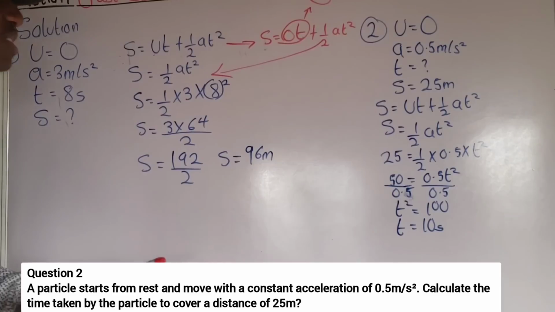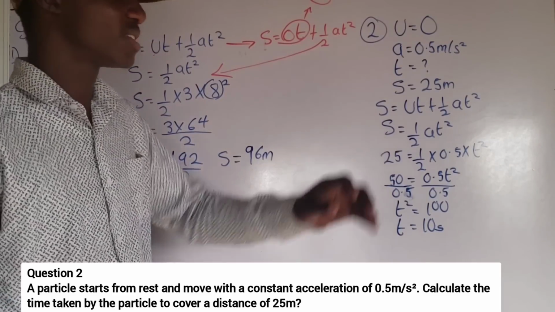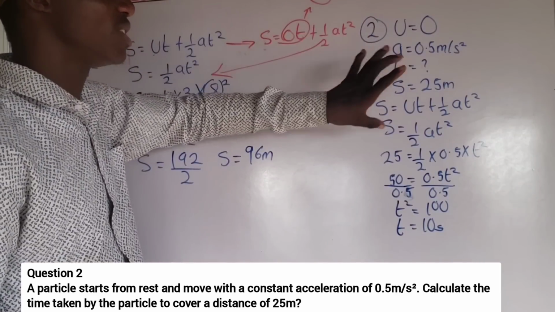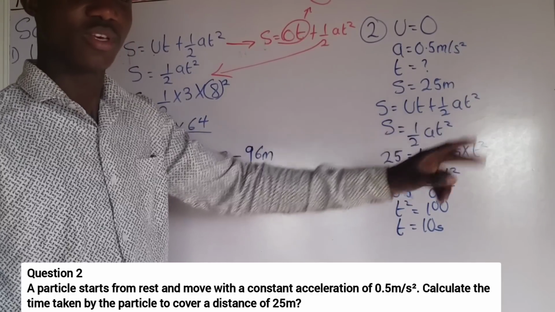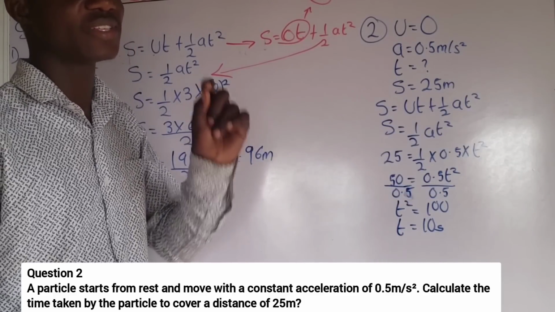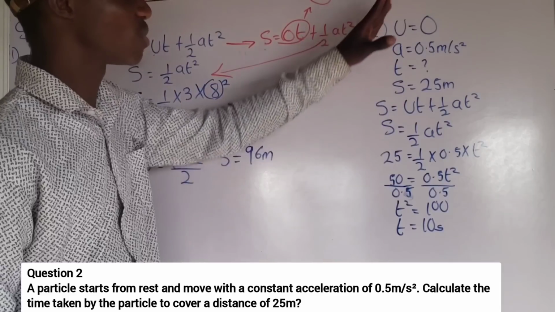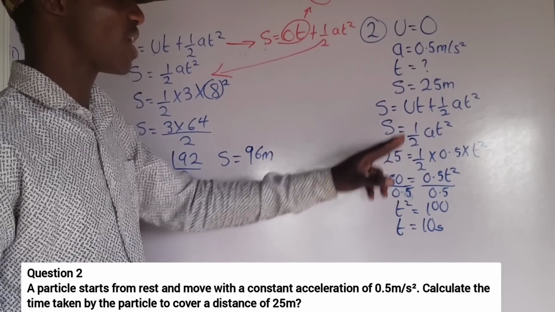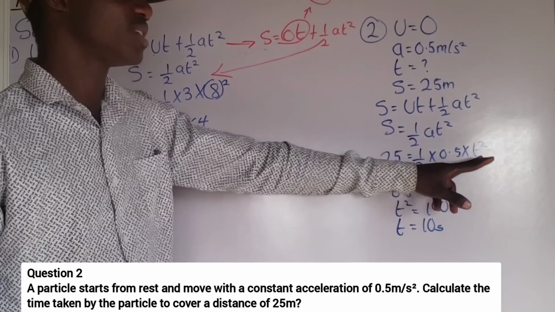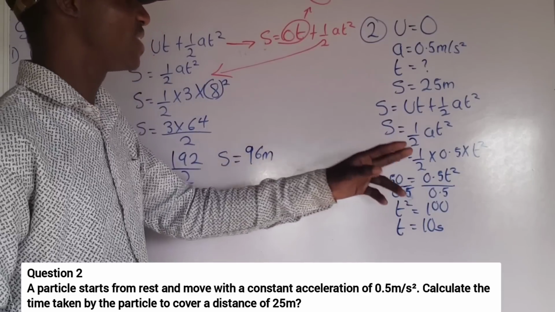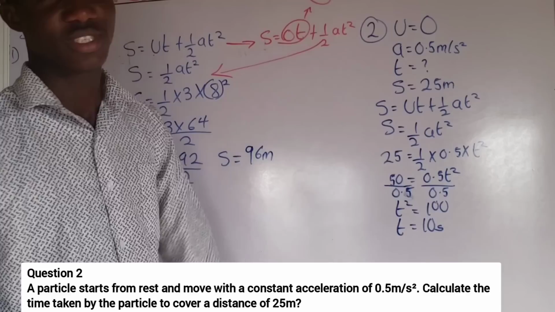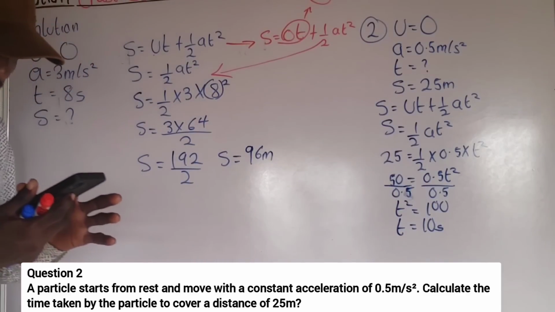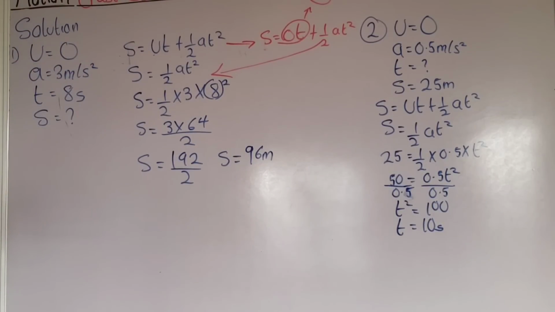Anytime you come across a question that says initial velocity is 0 and you are using this equation, the equation becomes s equals half at squared, because the product of 0 and t is 0. So I substitute all these parameters: s is 25, a is 0.5, t is what we are looking for. I make t the subject of the formula, and I got 10 seconds. That is the value of t. We are not given the options.